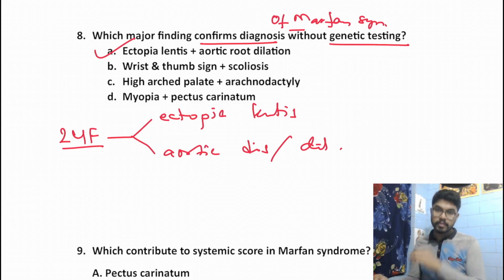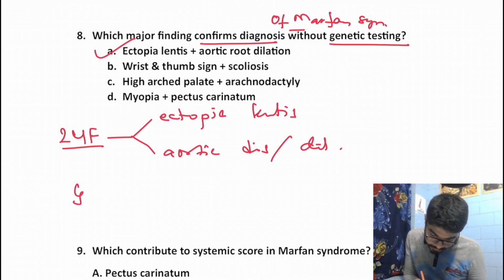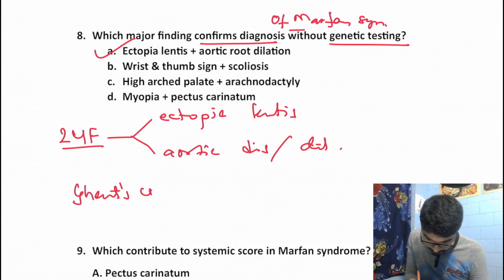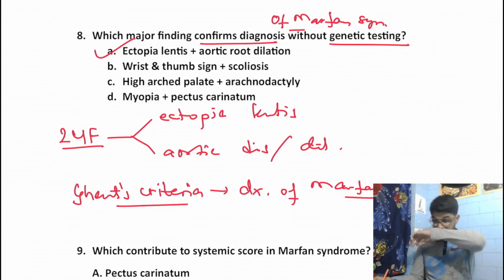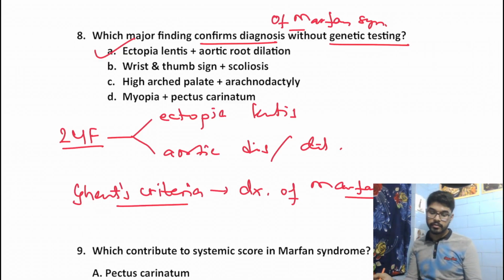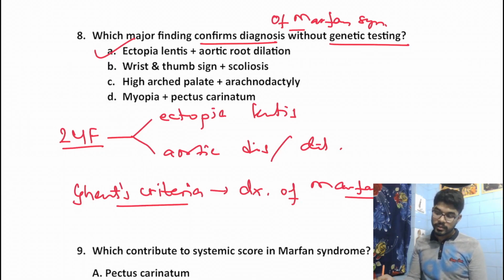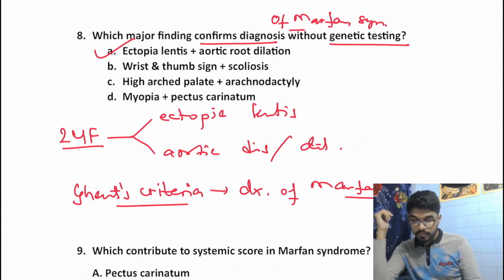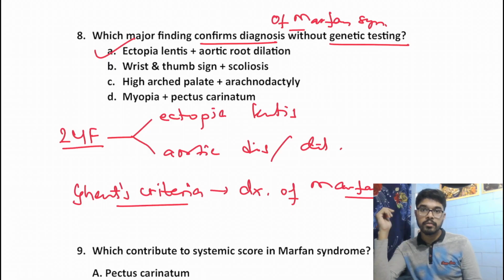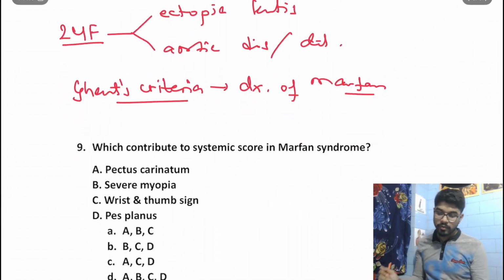Now this is an exception to the Ghent criteria, which is the diagnostic criteria. Right. We have a Ghent criteria which is used for diagnosis of Marfan, based on clinical features and genetic mutation. But even if we don't check genetic mutation, if these two clinical features are present, then we can mark it as Marfan syndrome even without fibrillin mutation. Okay. Moving on to the next question.